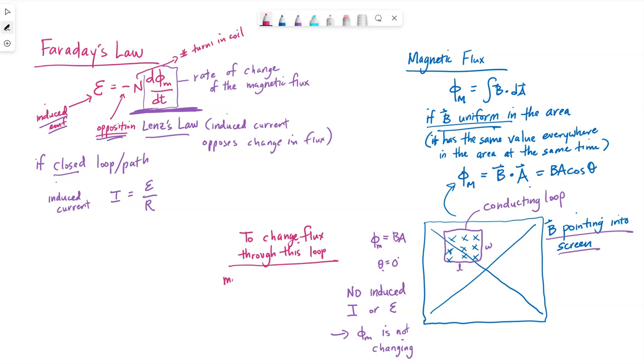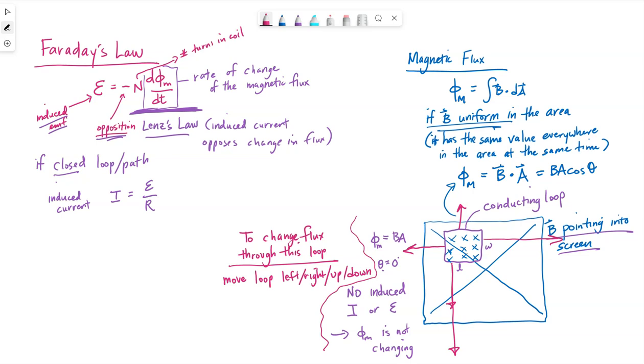We can move our loop left or right, meaning pull it out of this region to the left where it leaves the region that has a magnetic field. If we pull it far enough to the right, it will leave this region with the magnetic field. That's true also if we moved it upwards, it would leave the region with the magnetic field. Or downwards, if we pulled it far enough, it would leave the region where we have this magnetic field. So that is one option of changing the flux.